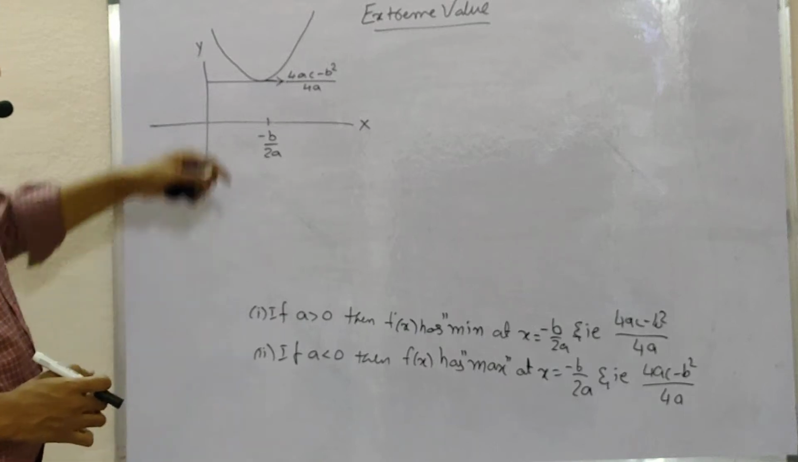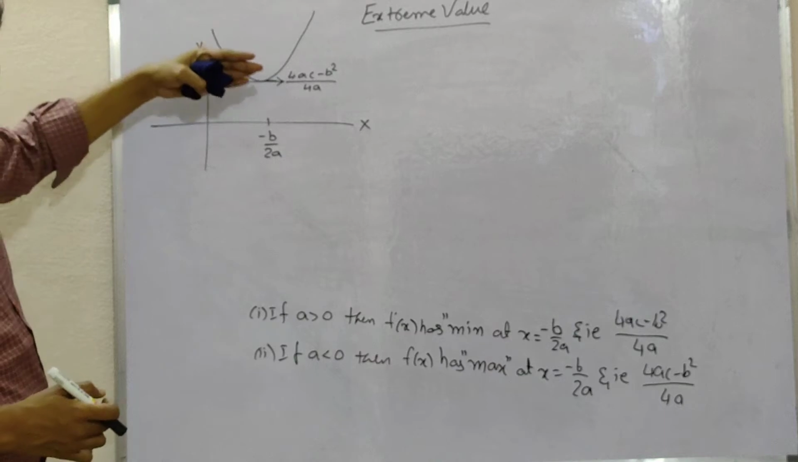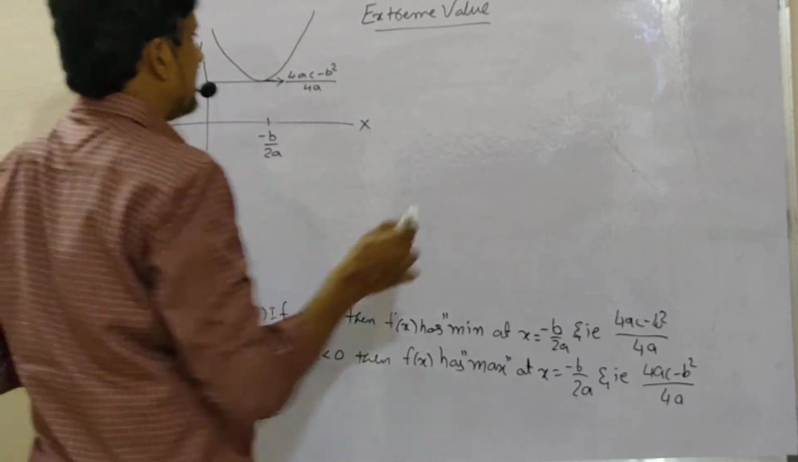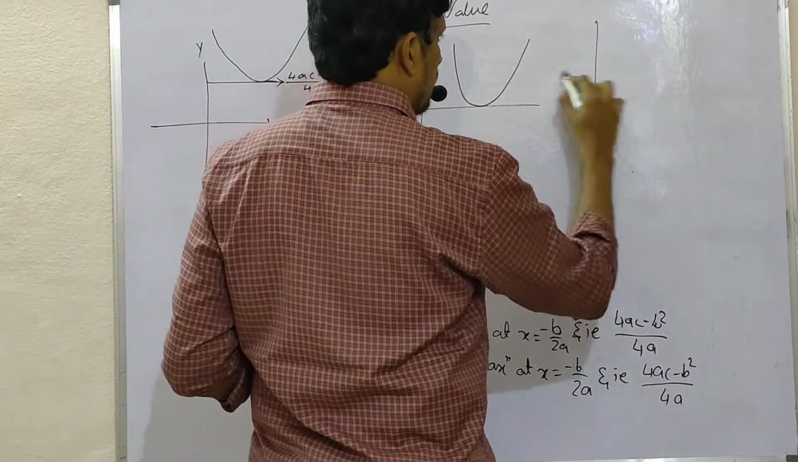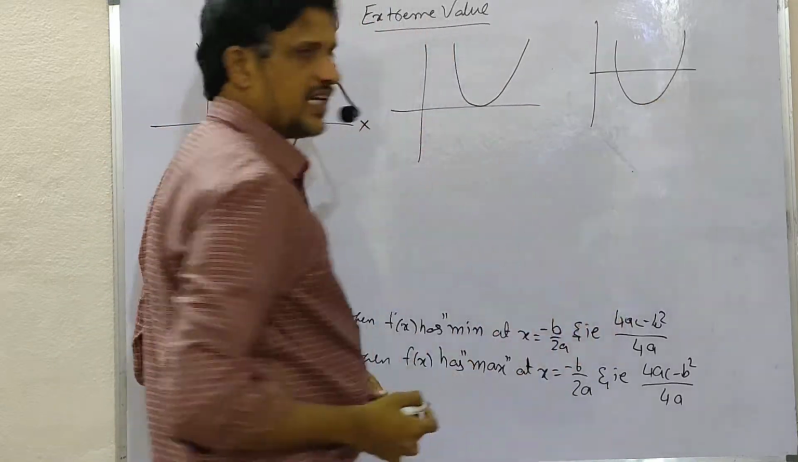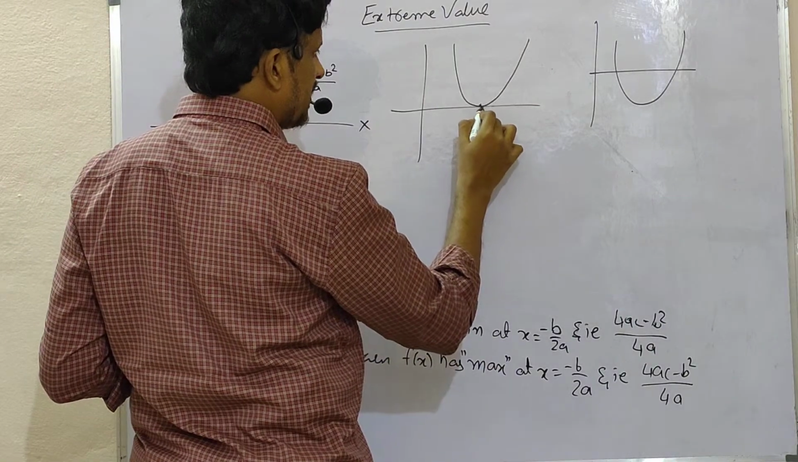And here, it is above the x axis, so you may think that it is positive, but it may be like this also. That may be 0, or that minimum value may be negative. Anyhow, this will be (4ac minus b square) by 4a.